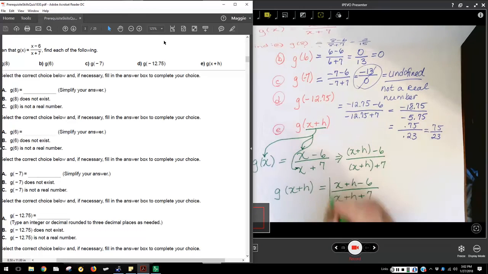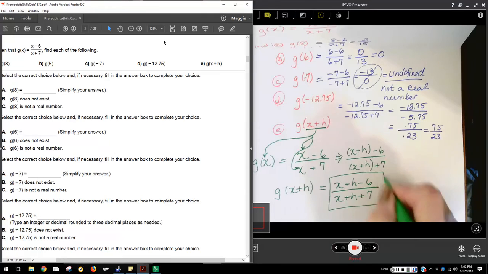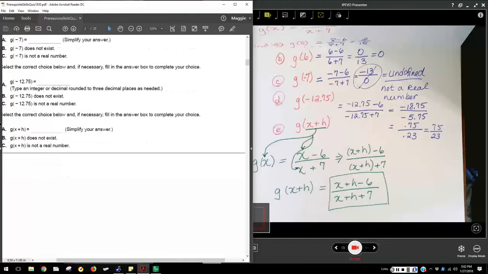And that is what you need to actually enter in to MyMathLab. It is an expression. And you're going to have to actually type that expression in that box. You cannot simplify that expression.